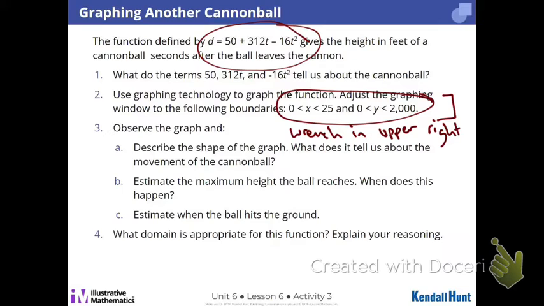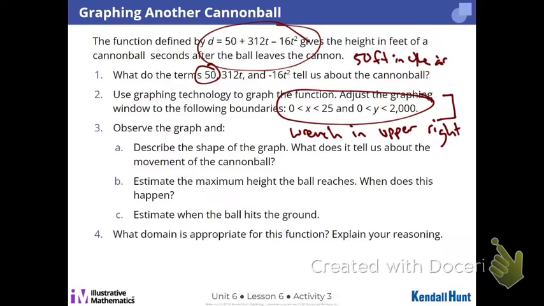So work time for this other cannonball. Talking about what these numbers mean, I want to focus on the 50 first. Who can tell me what the 50 is in context? The starting point. So this cannon is 50 feet in the air, right? That's what the 50 is, our starting point, shooting from 50.